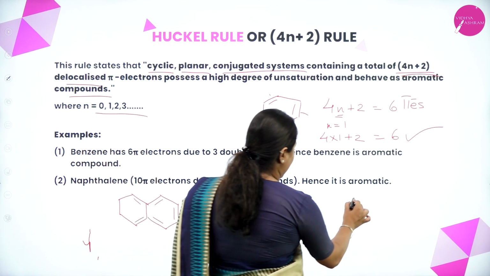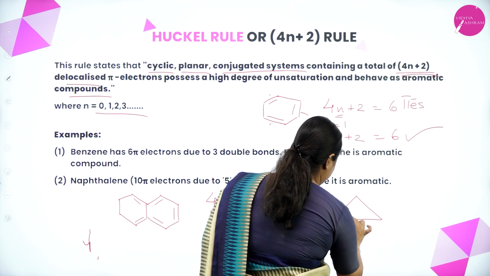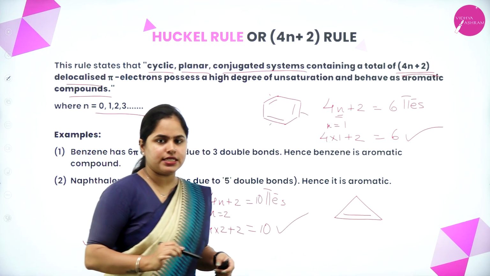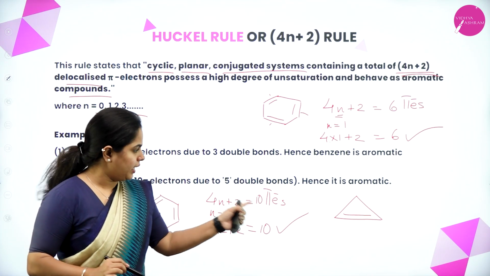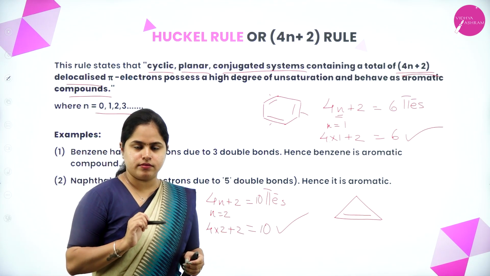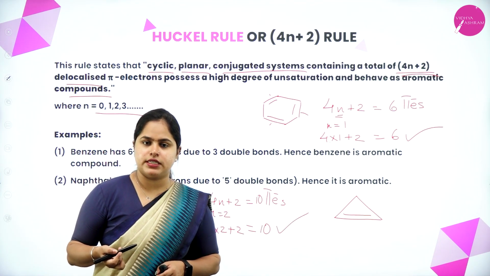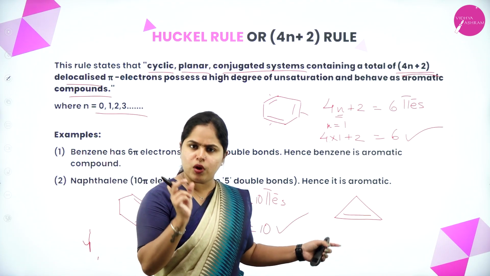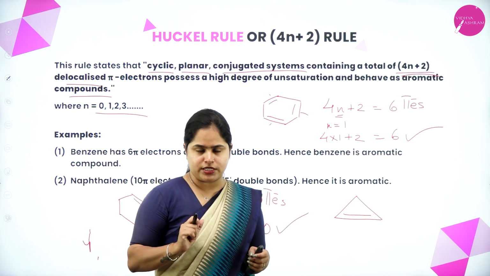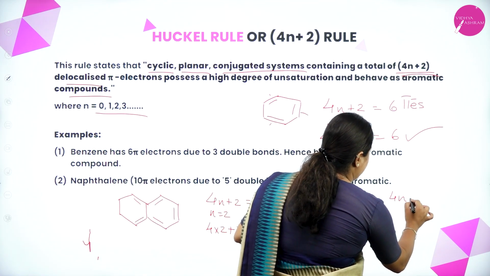Now let's consider another example here. Okay, so as you can see here, how many pi electrons are present here? There are only 1 pi. So for this example, how many pi electrons are present here? Or how many pi bonds are present here? Only 1, right? Only 1 pi bond is present. That means 2 pi electrons. So what does that mean? Again, so let's check Huckel's rule.